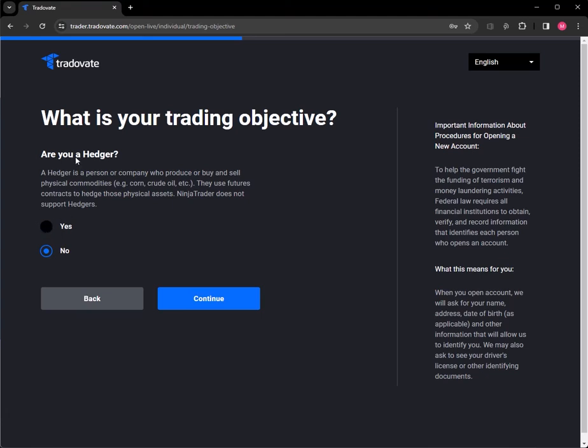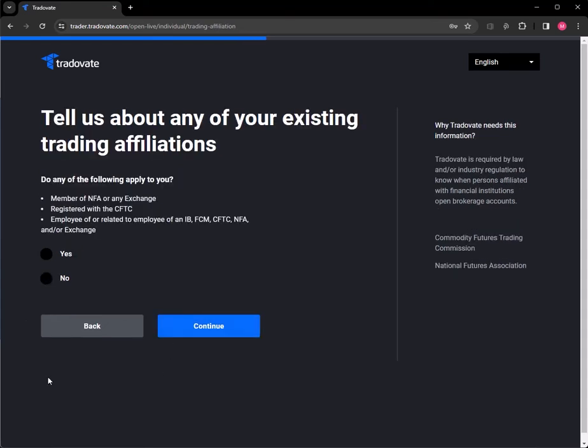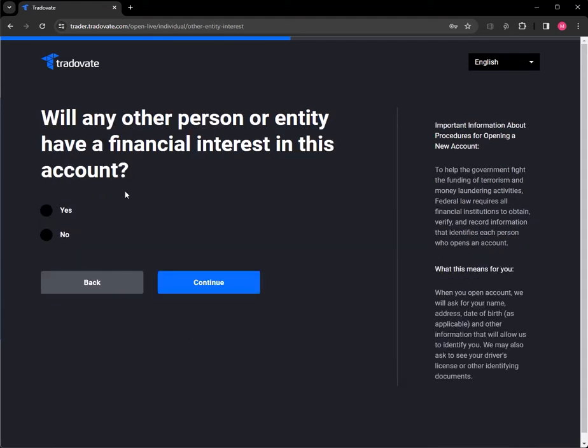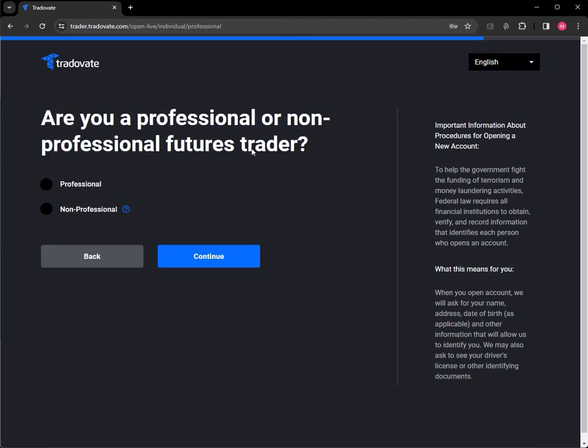Okay, am I a hedger? You are not allowed to open an account as a hedger, so the answer here is no. Do any of these following apply to me? Am I a member of an NFA or an exchange? Am I registered with the CFTC? Am I an employee or related to an employee of an international bank, FCM, CFTC, NFA, and or exchange? No. Will any other person or entity have a financial interest in this account? No. Will any other person or entity control or manage trading in this account? No.